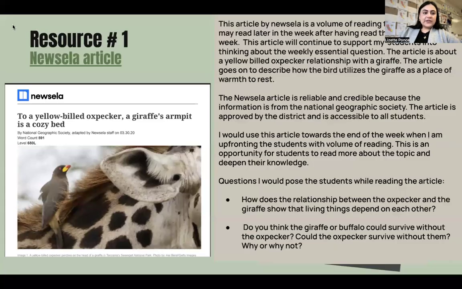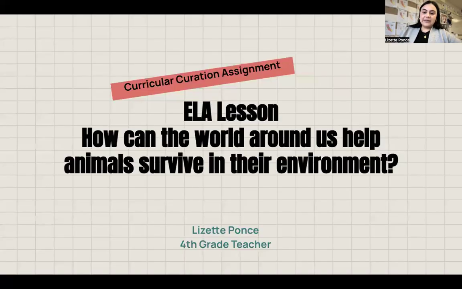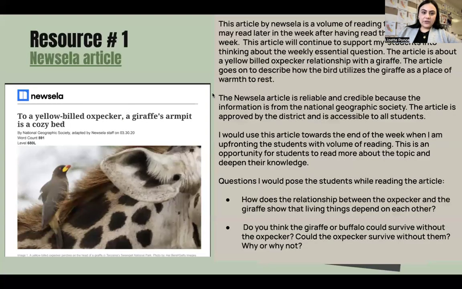The first resource that I decided to utilize is from the actual unit guide provided by the school district. It is a news ELA article titled To a Yellow-Billed Oxpecker, a Giraffe's Armpit is a Cozy Bed. This offers a volume of reading for our students because by the end of the week, when I would utilize this article, students have already read two stories about how animals survive in their environment, how they use the world, and later in the week, how they use each other.